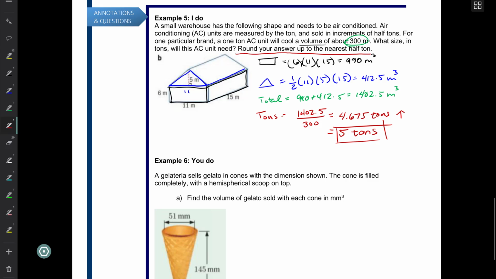Okay? Your task next is to work with the volume of an ice cream cone and scoop on top, break down the shapes. Do this, and we'll check it in class.